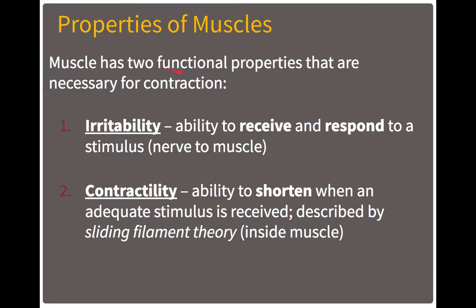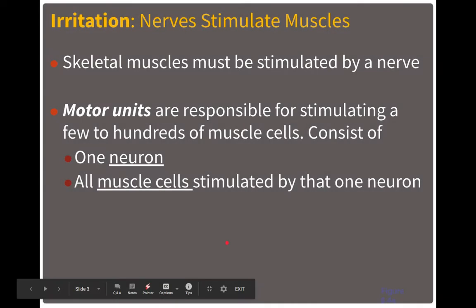So muscles have two functional properties that are necessary for contraction. The first is they must be irritable, meaning they must be able to receive and respond to a nerve stimulus. And second of all, they must be contractile, which means that they must be able to shorten in response to a nerve stimulus. And when you talk about contractility, you're really talking about how the actin and myosin filaments slide against each other, which is described by the sliding filament theory.